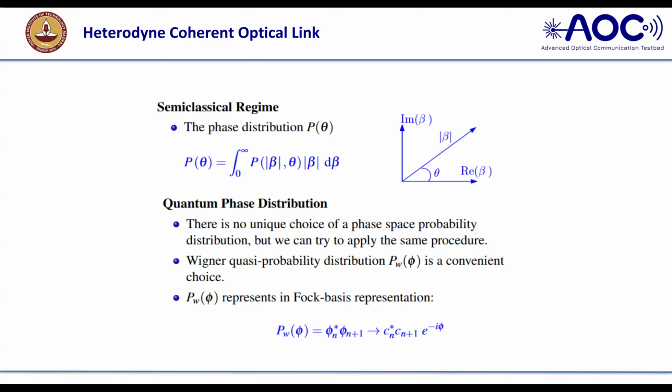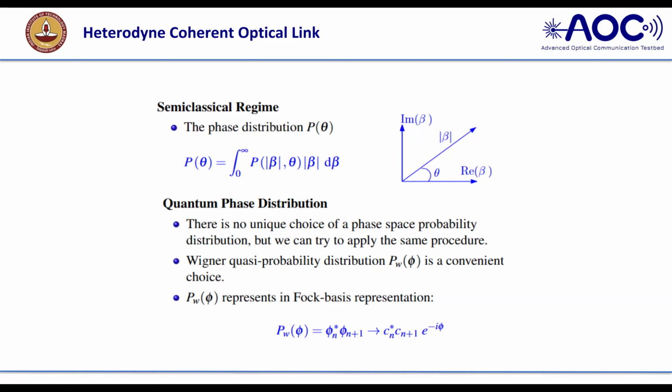So in the semi-classical regime, what do we do? The marginal probability distribution function is calculated by integrating the joint distribution with respect to mod beta, that is R, which gives me my P of theta. Once I have P of theta, I can calculate the bit error rate. But in the quantum case, we can't do that.